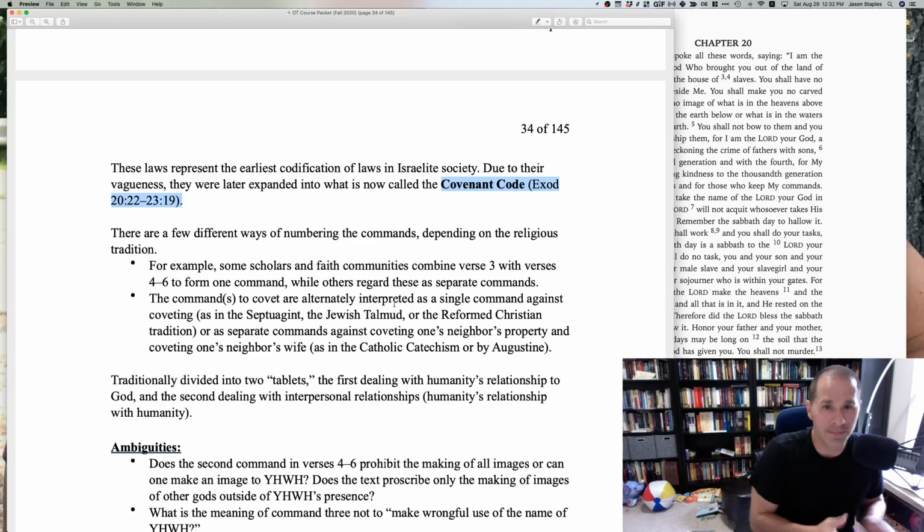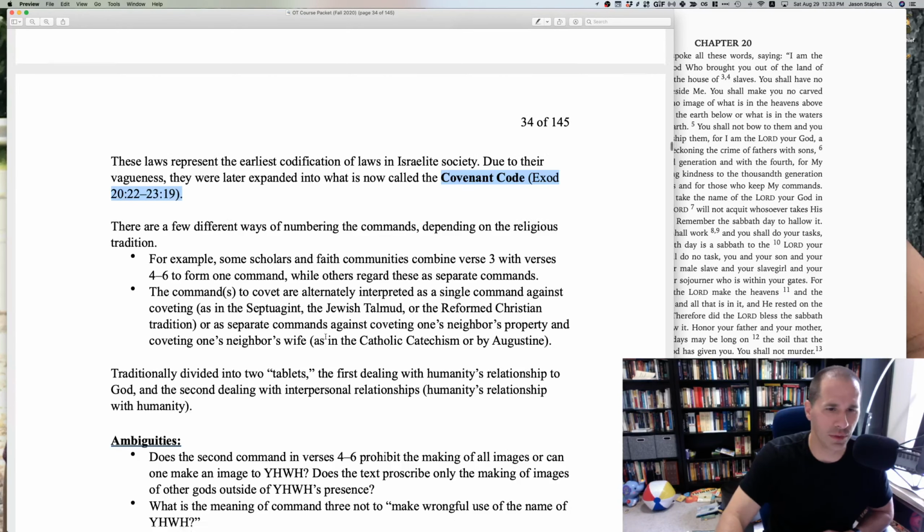The first one deals with humanity's relationship to God. So you will have no other gods before me. You'll make no carved image. You will not bow down to them, etc. Remember the Sabbath day. These are all relationship to God. And then the other deals with interpersonal relationships, the horizontal aspect, humanity's relation with humanity.